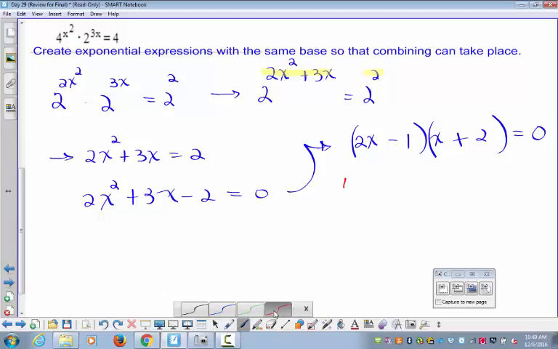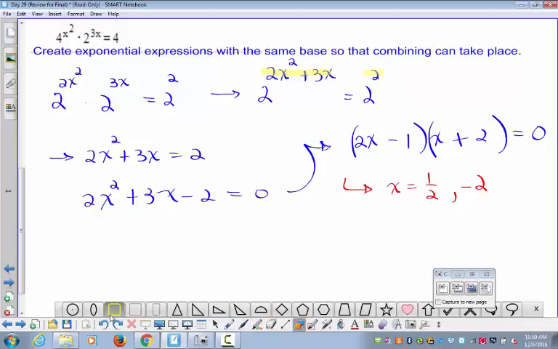And that tells us that our solutions are x equals 1/2 or x equals -2. And here, you can be confident that those are both solutions. It's only with the log equations that you may have introduced an extraneous one. So for exponentials, if you come down to answers, they're good. The place where you have to be wary is log equations.